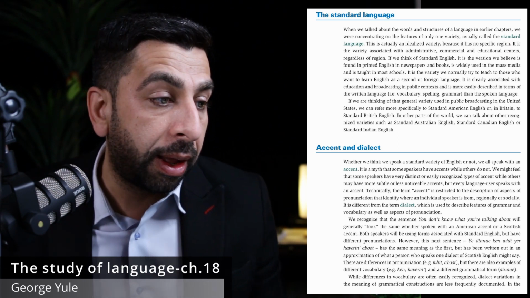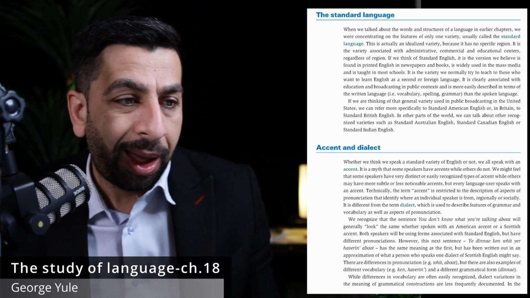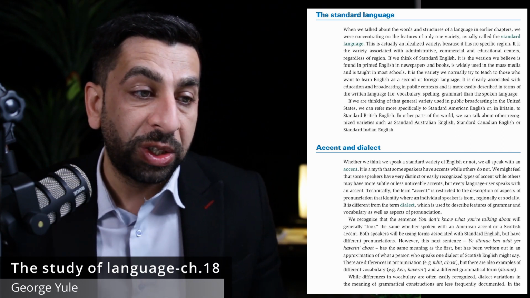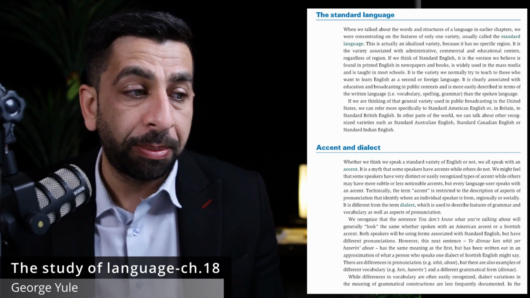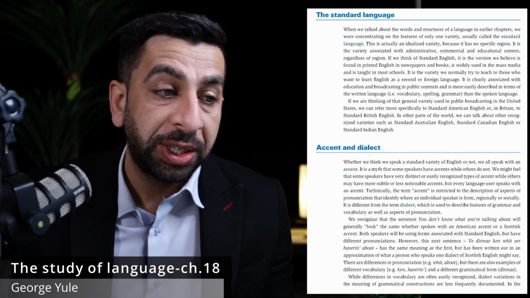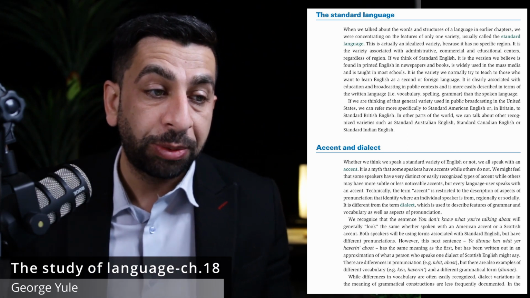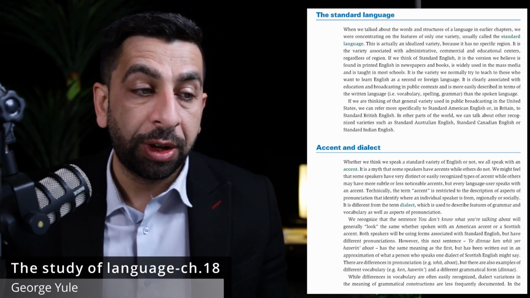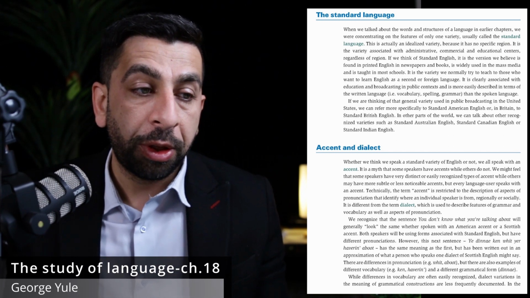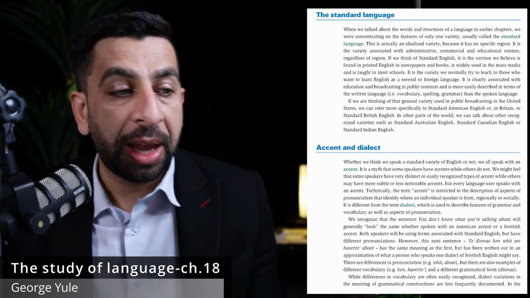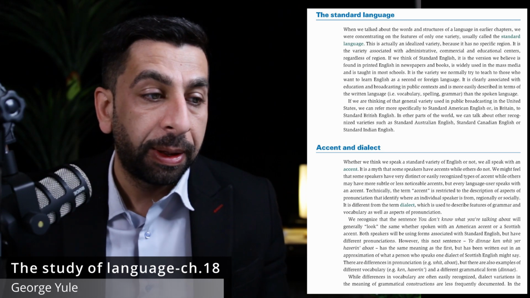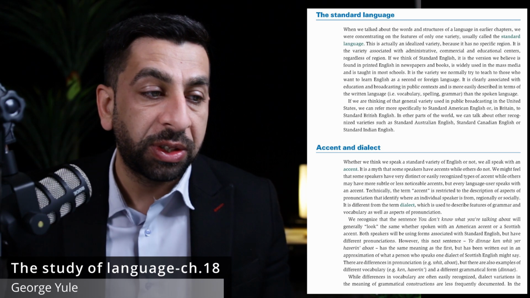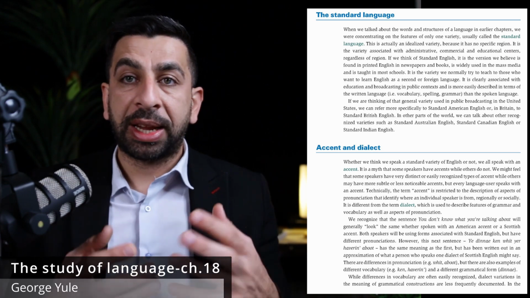"Dinnae ken what ye're haverin about," for example, I don't know how they say that, has the same meaning as the first, but has been written out in an approximation of what a person who speaks one dialect of Scottish English might say. There are differences in pronunciation of wit and about, but there are also examples of different vocabulary like ken and haverin, and a different grammatical form like dinnae, while differences in vocabulary are often easily recognizable.